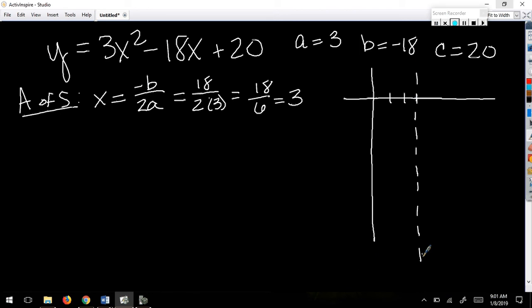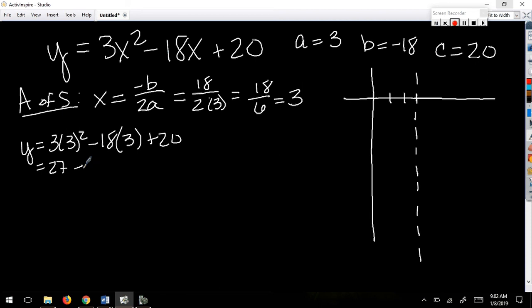I have my axis of symmetry. It is graphed. Now I need my vertex. How do I find my vertex from my axis of symmetry? You plug it in. 3 times 3 squared minus 18 times 3 plus 20.